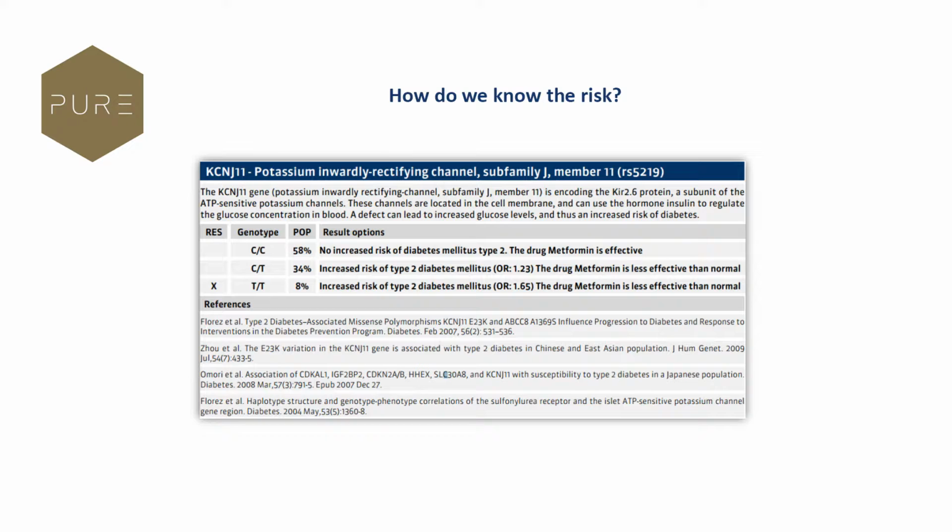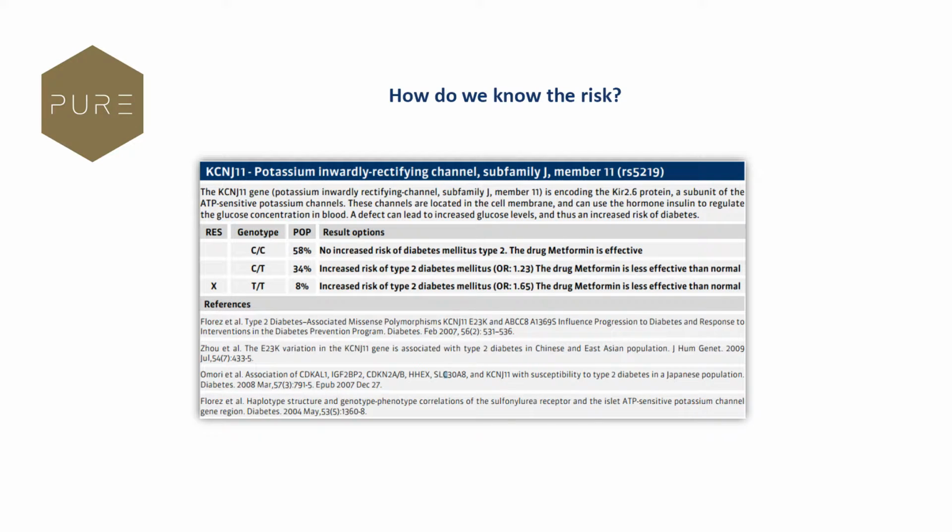So against all likelihood, this person has the rarest gene combination out of the 3. And here you see the meaning, the genetic traits that this genetic variation causes. For example, the CC causes no increased risk of diabetes mellitus type 2, and the drug metformin is effective. So really no risk, and also a certain drug works better.